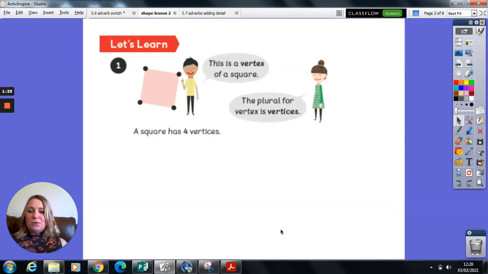Okay, here's one of the shapes we looked at yesterday. It's just a square. And here we have a new word introduced, the word vertex. Vertex is a really posh mathematical way of saying corners. So we refer to them in maths as a vertex, but obviously if you have more than one, the plural for vertex is vertices. Vertices. So a square has 4 vertices.